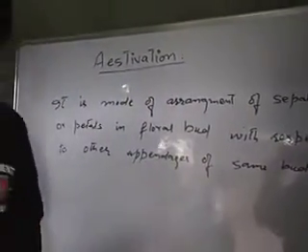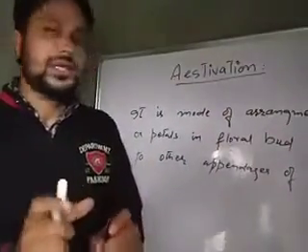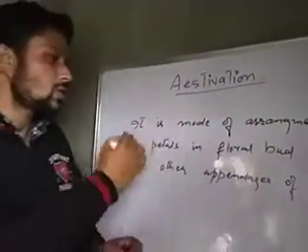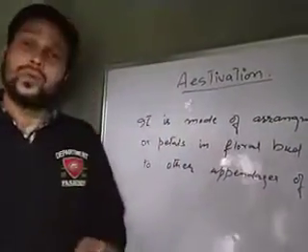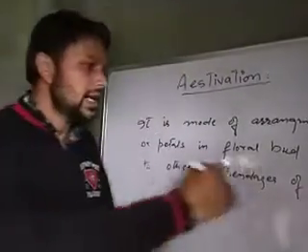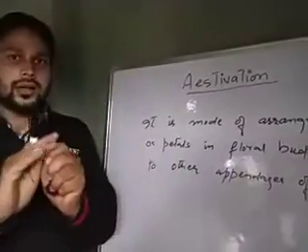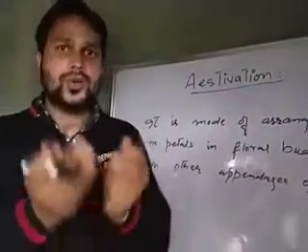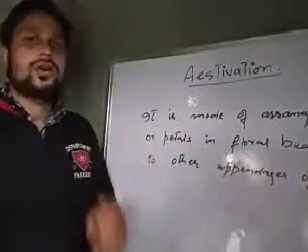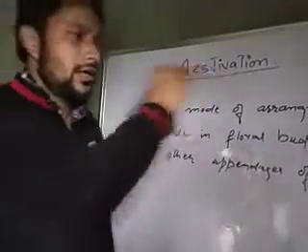So what is aestivation? It is basically the mode of arrangement of sepals or petals, sometimes perianth, in floral bud with respect to one another or with respect to other appendages of the same bud. In a bud there are sepals, petals, androecium and gynoecium, but the arrangement of sepals or petals in that very flower bud is called aestivation.